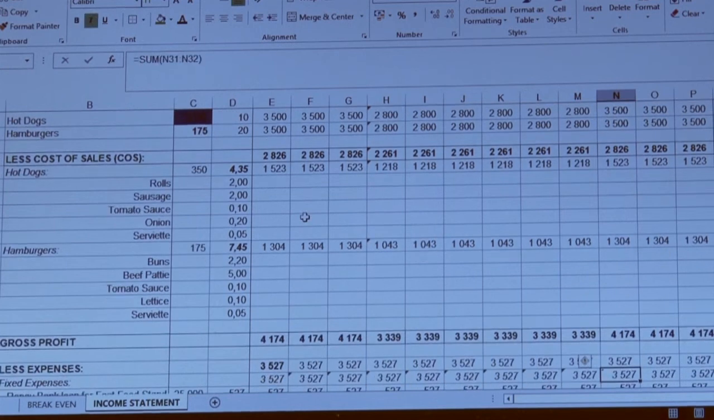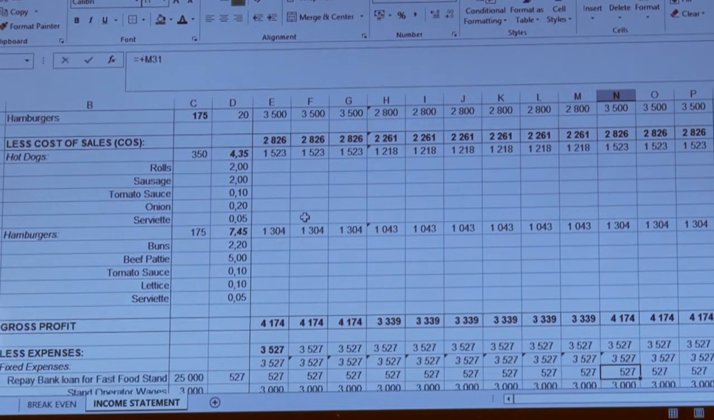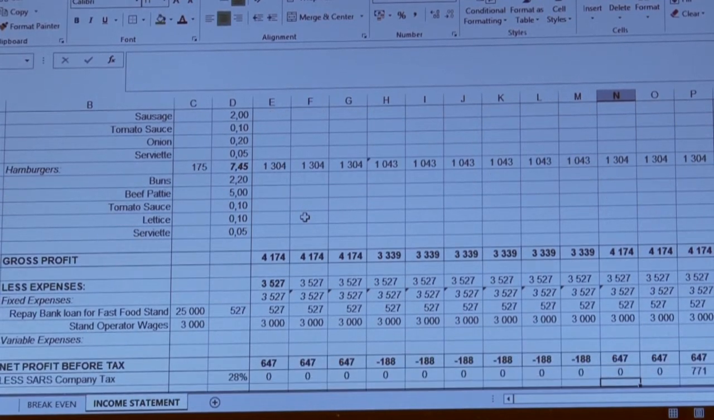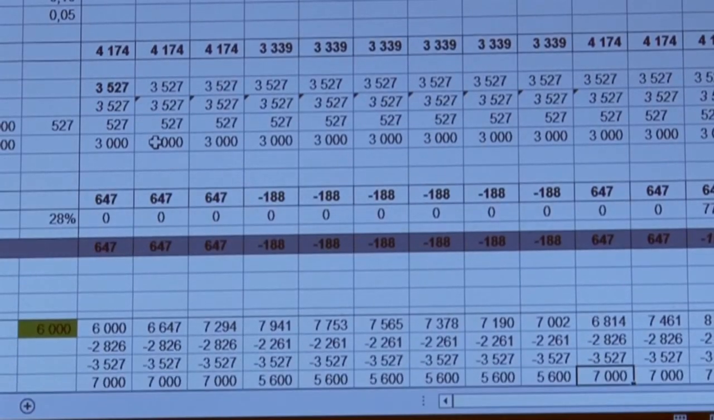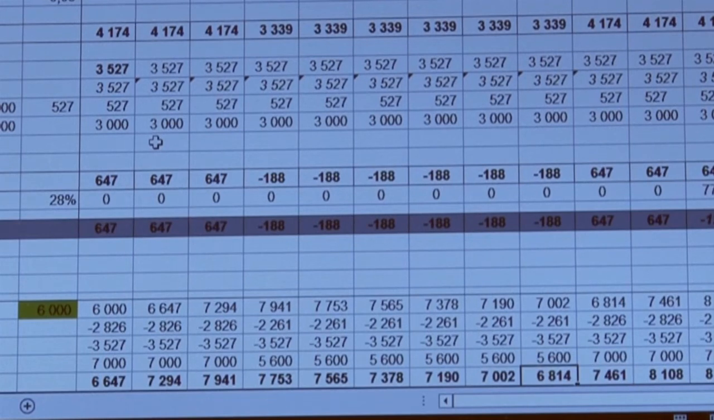So if we go down here, assuming the same cost of sales, those things are changing variable costs all the time, against the fixed costs, which are our store operator and our bank loan repayment, we then come to a figure here where we've got a profit again of 647 Rand. So look at our cash flow from the previous month, which was where we had the weaker winter sales. We carried forward 6,814 Rand. And now in our new summer month, it carries forward 6,814 plus our little profit. We're going to show 7,461 in our bank.